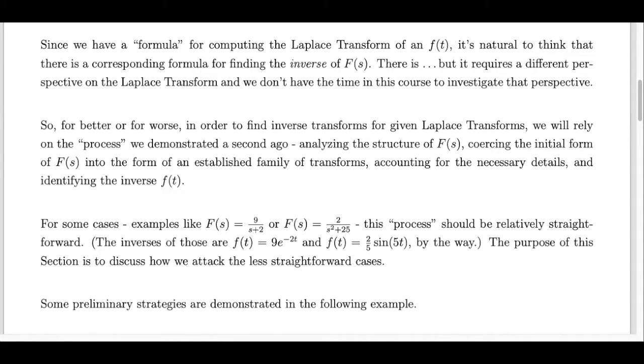Here, I've laid it out in 4 steps. We start by analyzing the structure of the transform that we're presented with. We then coerce the initial form of that transform into the form of some established family. Then we deal with the necessary details. This might be introducing a coefficient like we saw in the example above. Sometimes it's a little bit more complicated, but we basically just do whatever we need to make those 2 forms line up. And then we just utilize that structure of the established form to identify what our inverse must have been, what our original lowercase f of t must have been.